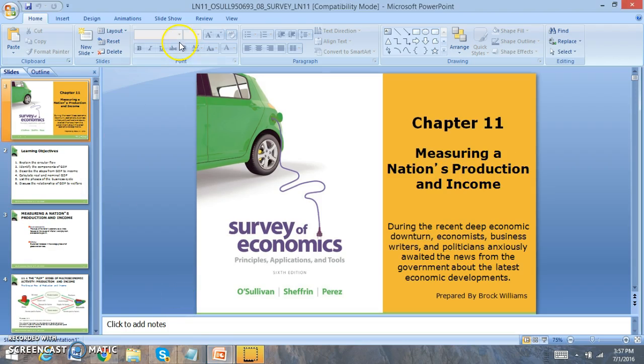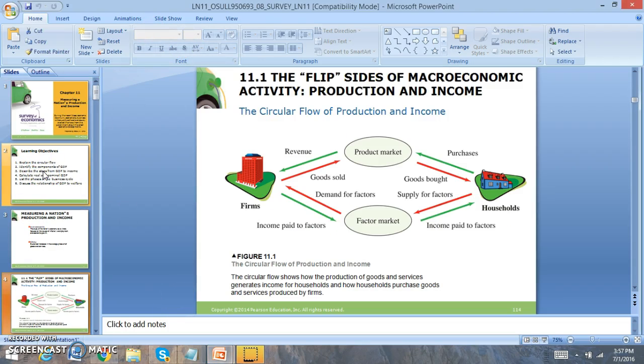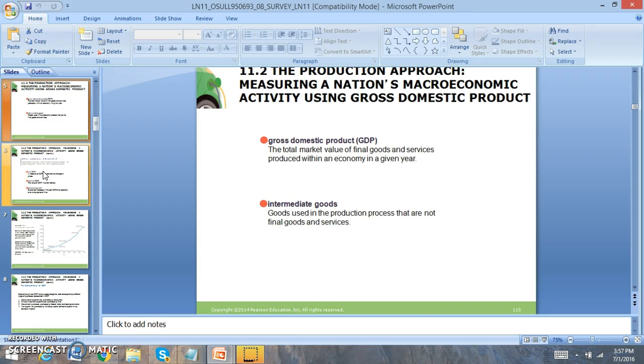So for this week, let's look at Chapter 11. Chapter 11 is looking at GDP. GDP is looking at what an economy produces given the goods and services that are being produced within an economy in a given year. GDP is going to be focused on producing final goods and services, and that's what's going to be evaluated, not intermediate goods and services.